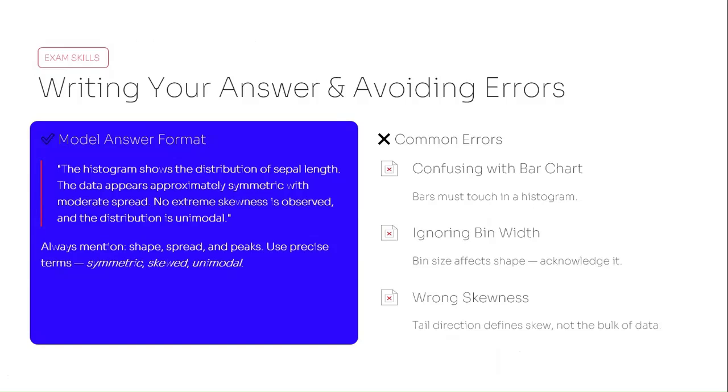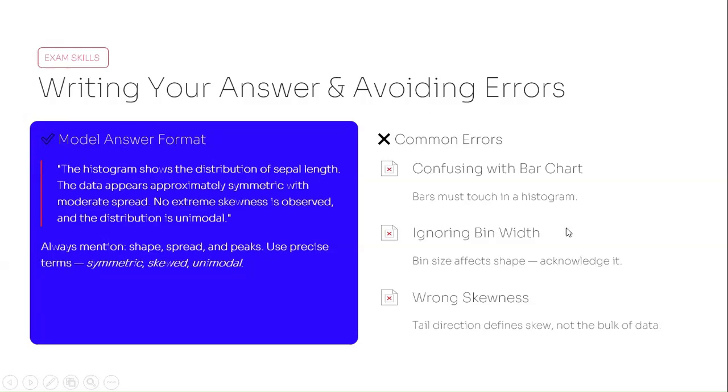When you write a model answer, always follow a structured sentence. The histogram shows the distribution of so-and-so variable, then mention shape, mention spread, mention peak. Use precise terms like approximately symmetric, moderate spread, unimodal.